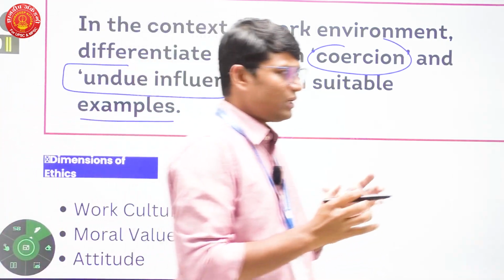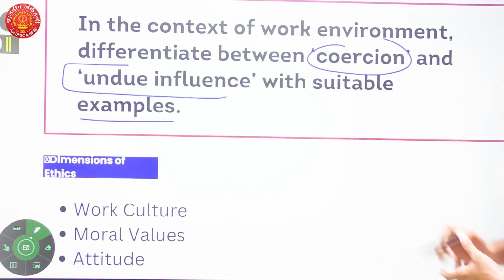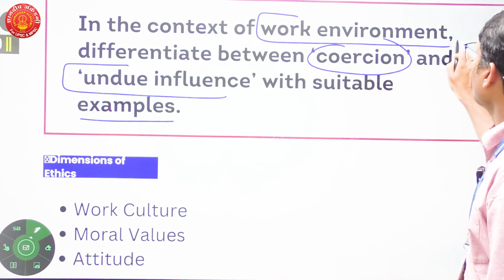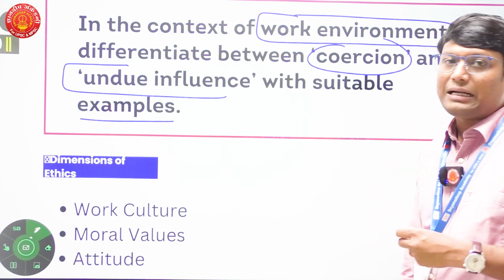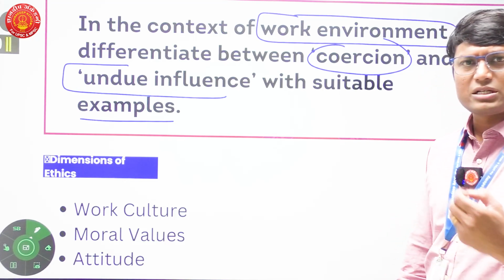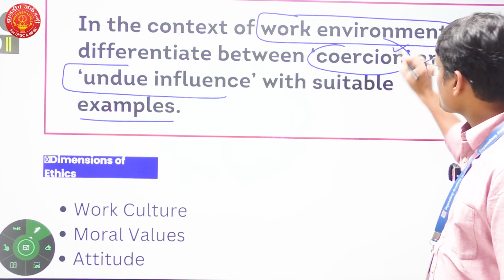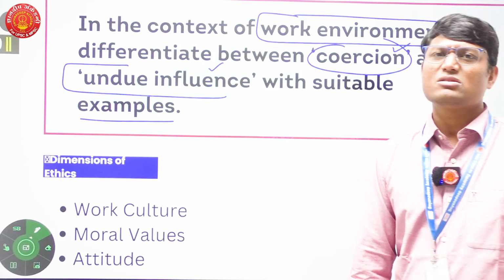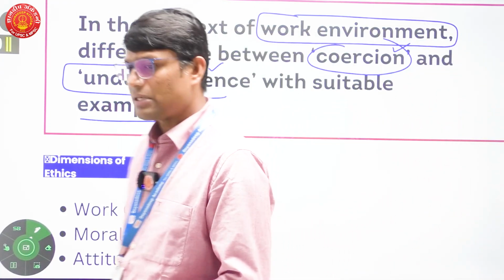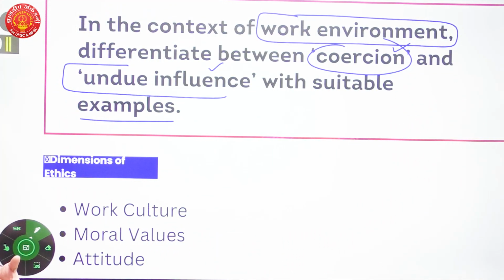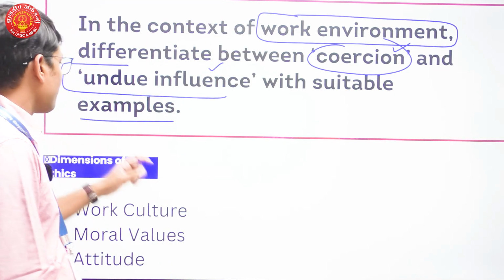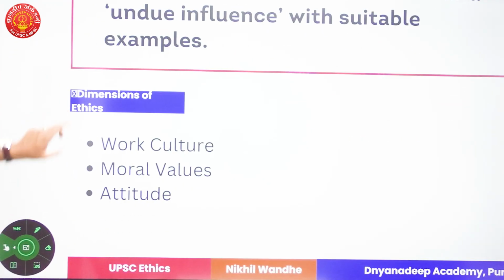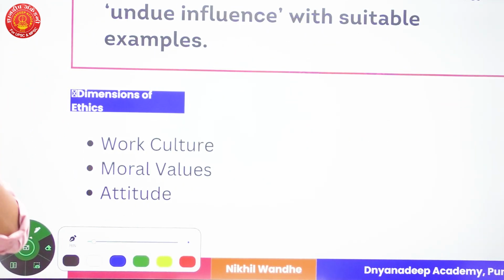Fine. Now the question itself has set the context. It is directly asking about the work environment, and often we find that in the work environment the work culture is such that some coercion tactics, undue influence, or also sometimes politics is used as a means of getting work done, right? So this is the context which has been set by the question itself. Even then we will find what dimensions of ethics are involved in this particular part.